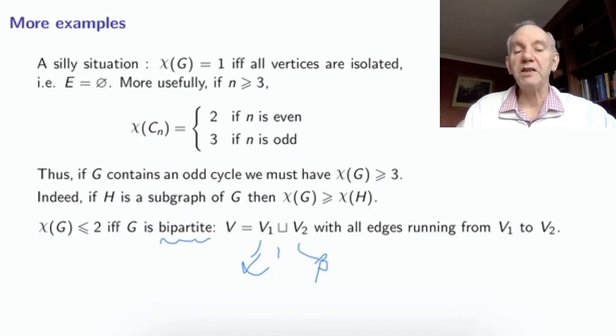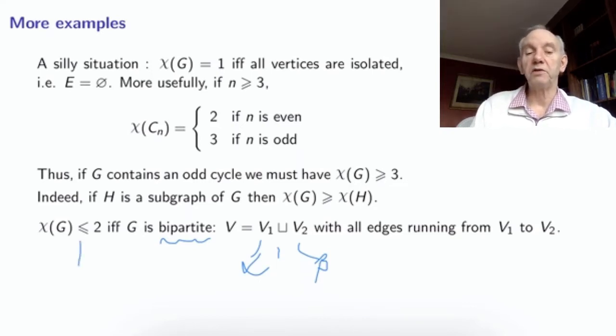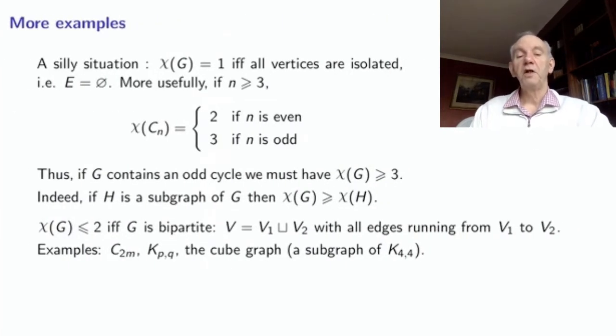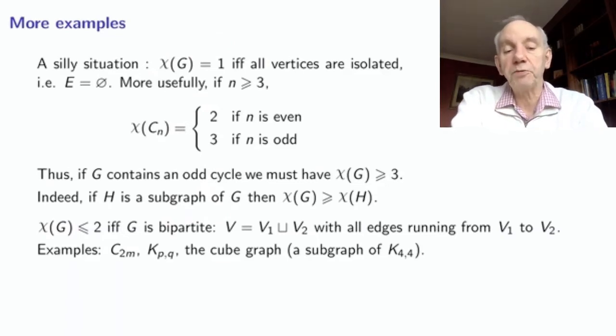So assuming we have at least one edge, the chromatic number will be 2. I've put less than or equal to here because you could in theory have a bipartite graph with no edges, but that's, as I said before, a silly case. So that's the idea of a bipartite graph, and there are many examples of bipartite graphs. They're easy. If you're given a graph, it's very easy to test whether it's bipartite.